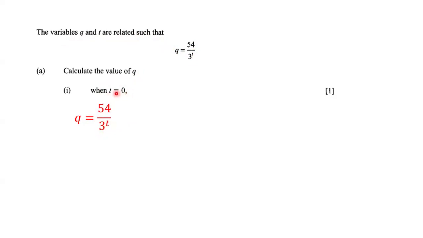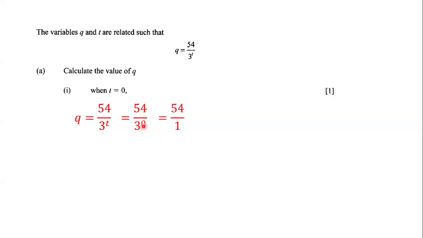So wherever we see T, we put 0. And so we substitute. So we have 54 divided by 3 raised to the power of 0. Why? Because T is 0. And so we have 54 divided by 3 to the power of 0.